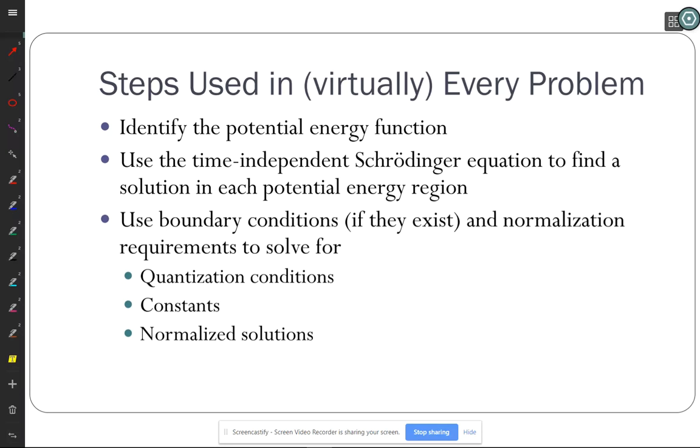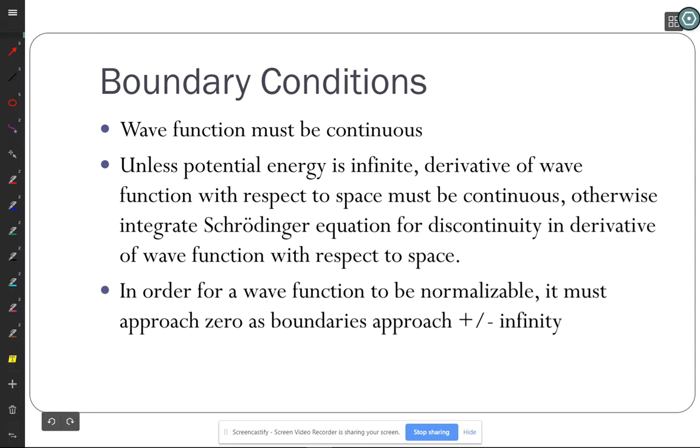Okay, so we found the solution for the time-independent Schrodinger equation for each region. Then we used boundary conditions. So make sure you know your boundary conditions. My next slide actually is boundary conditions, so I won't review them here. And then we use normalization so that we get quantization and we can determine what our constants are. So here are the boundary conditions.